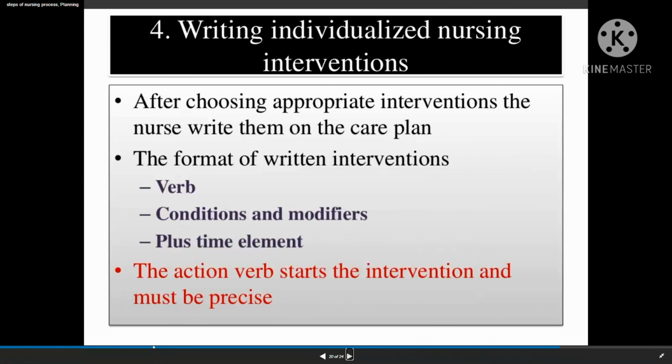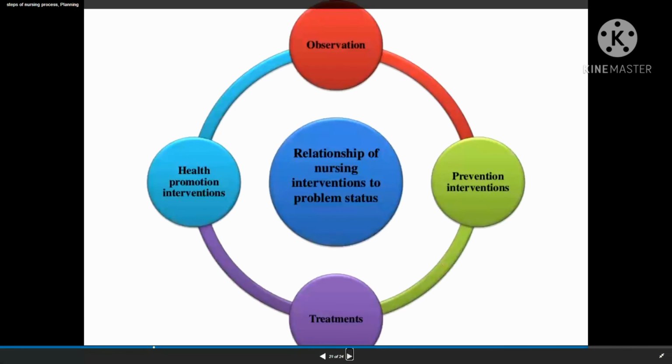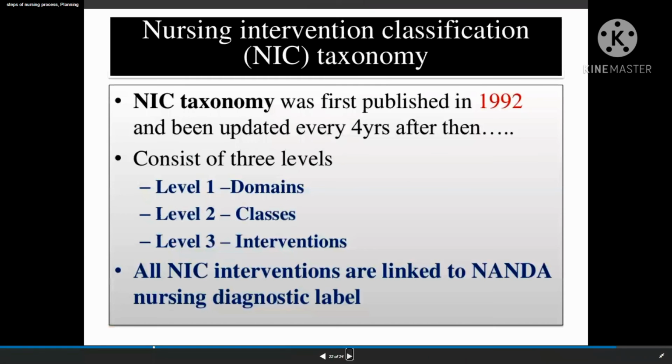And then, written individualized nursing interventions. After choosing the appropriate interventions, a nurse will write them on the care plan. The format of the written intervention is verb, plus condition and modifiers, plus time element. The action verb starts the intervention and it must be precise. Then, the relationship of nursing intervention to the problem statement: observation, prevention interventions, treatment, as well as health promotion interventions should be added in the intervention part.